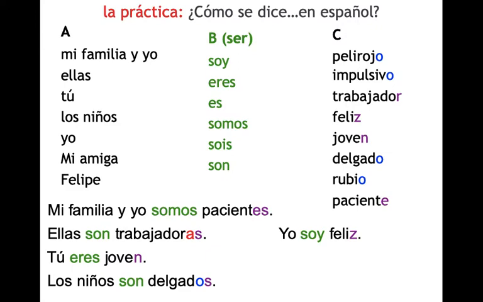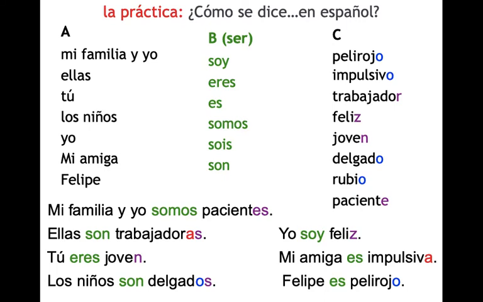Next, my friend is impulsive. My friend happens to be female. Mi amiga es impulsiva. And the last one, Felipe is a masculine. He's a redhead. Felipe es pelirrojo. So I'd just like you to take a moment and repitan, por favor.